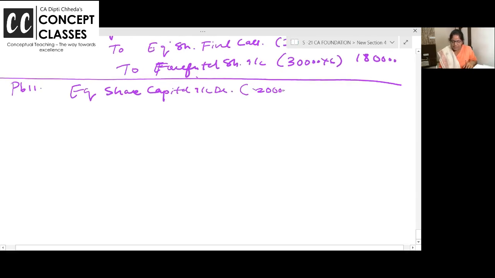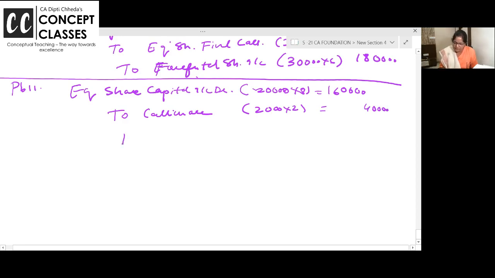20,000 equity shares are there and you have called up only 8. The final call has not been made yet. 1,60,000 debit. 2. Call in arrears: 20,000 into 2, 40,000 you have called and it is in arrears. And 2, forfeited shares: 20,000 into 6, 1,20,000. Tell me.